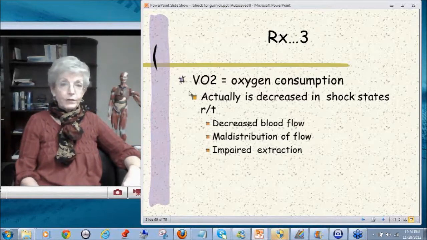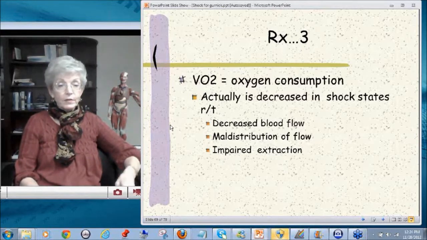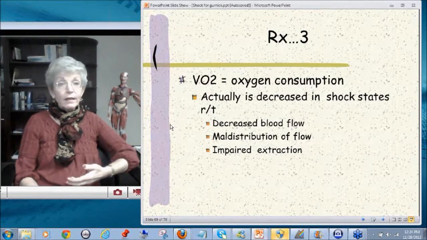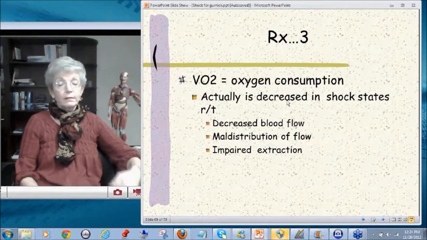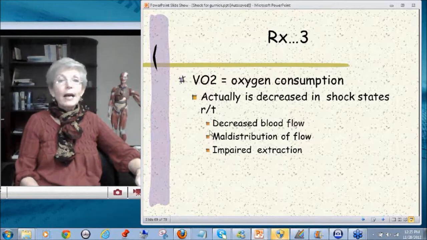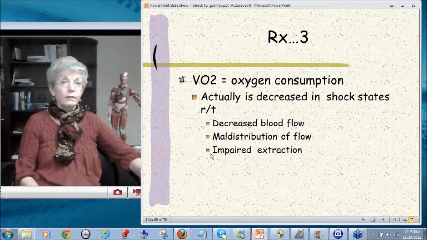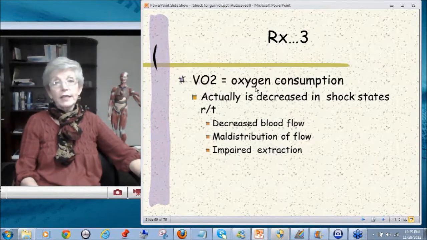So now DO2 is oxygen delivery. The VO2 stands for oxygen consumption. How much oxygen is being consumed by our billions of cells. And interestingly, it's decreased in shock states. Why is that? Well, it's because there's decreased blood flow, but more than that, there's maldistribution of flow and impaired oxygen extraction. Even though it's getting there, there's impaired extraction by the cells. So these three things act together to actually decrease oxygen consumption in a shock state.